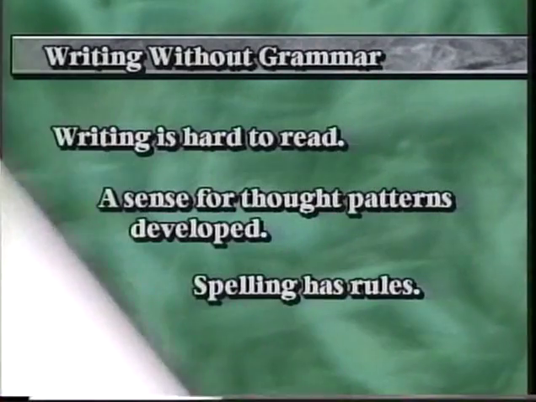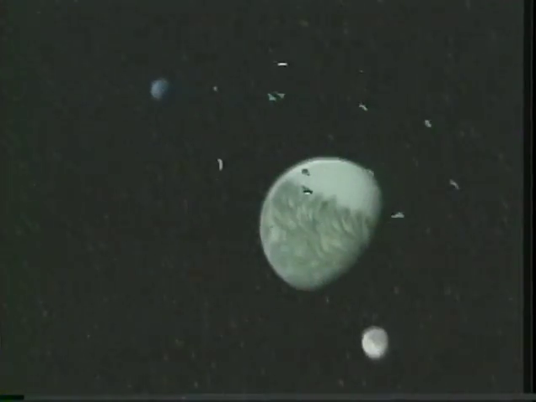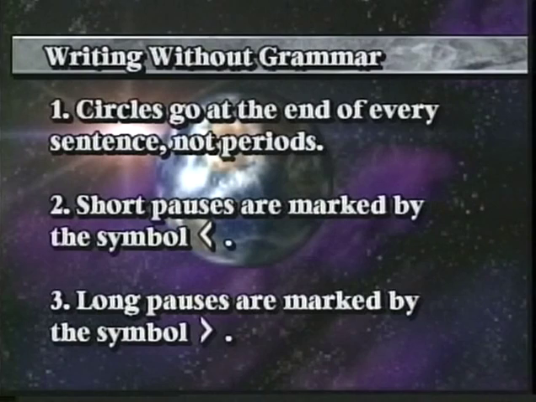What is significant about this exercise? Writing is hard to read. A sense for thought patterns must be developed by the reader. Spelling has rules. Let's do the exercise over to see what we can learn, but this time you have rules, ones you were taught in your planet's schools. Here is a list of the grammar rules you must follow as you write.